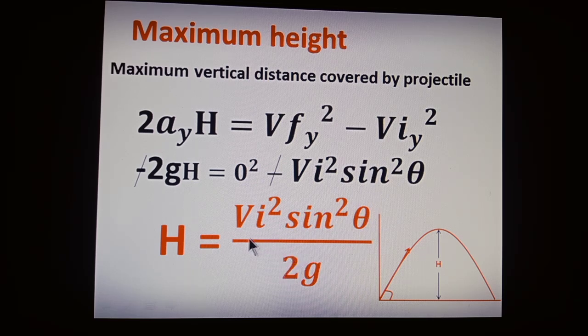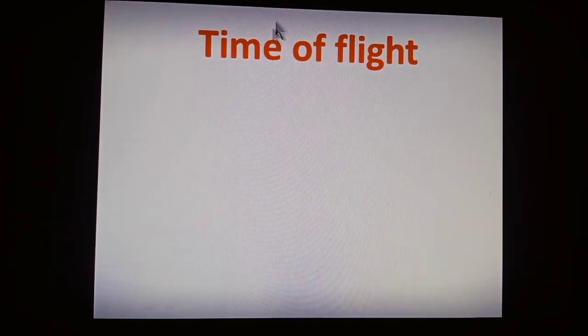Students, it is the equation to find the maximum height of projectile. Look, this maximum height depends upon two factors: the launching velocity Vi, and the angle at which the projectile is fired. Next term that we use here is time of flight. How much time the projectile remains airborne, or how much time it remains in air.